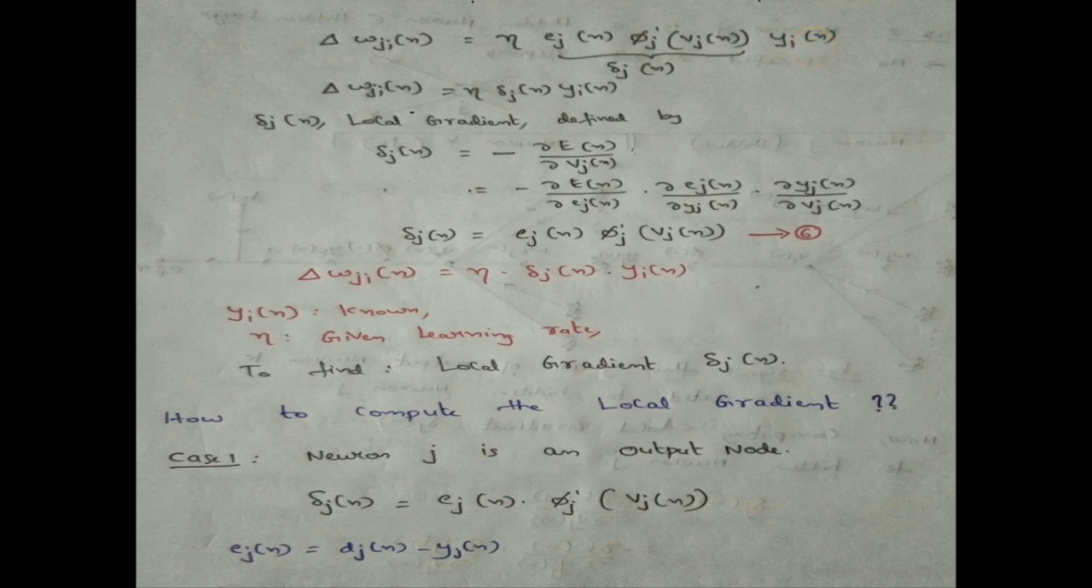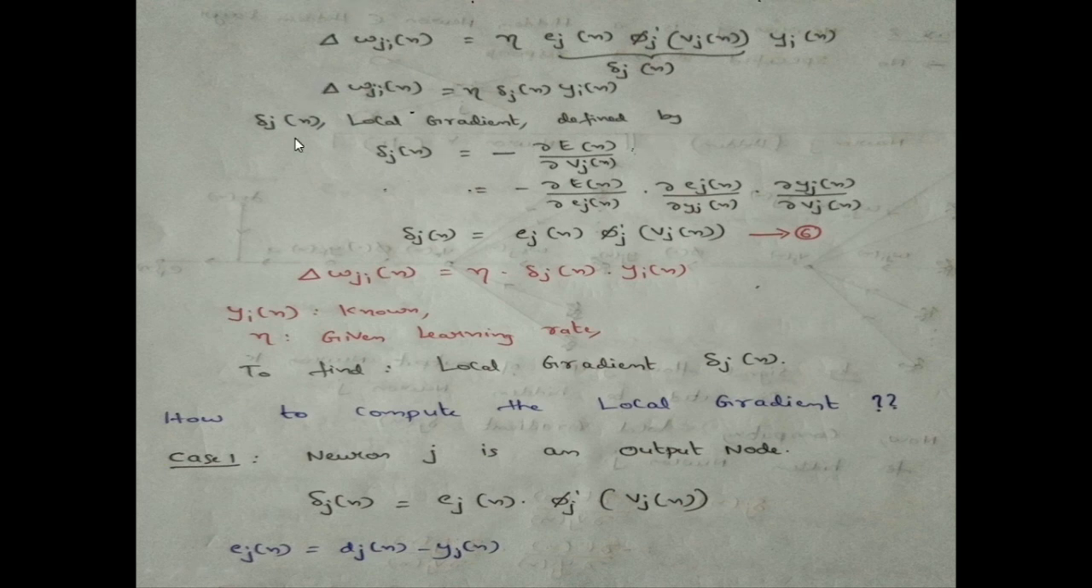This term, which is nothing but the error multiplied by the derivative of the activation function, is expressed as δj(n). So we are substituting this entire term with δj(n). So finally Δwji(n) will become η into δj(n) times yi(n).